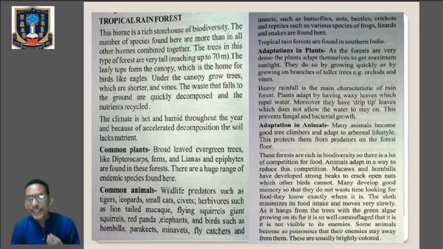Heavy rainfall is the main characteristic of the rainforest. So plants adapt by having waxy leaves. They have to repel the water, because too much water is also dangerous for the plant. So they have to repel the water.